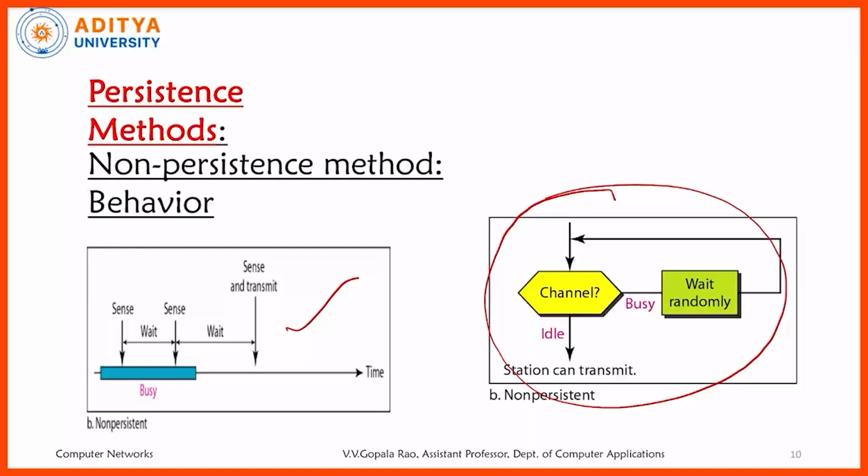Here the probability of collision is very less when compared to the one persistence method. So that is why it is called the non-persistence method.